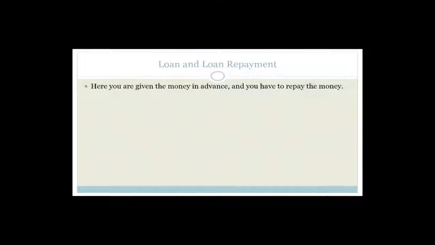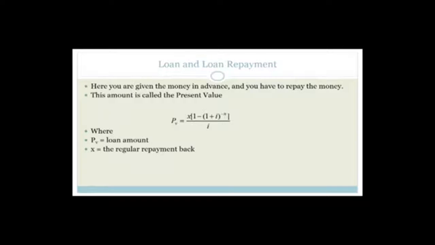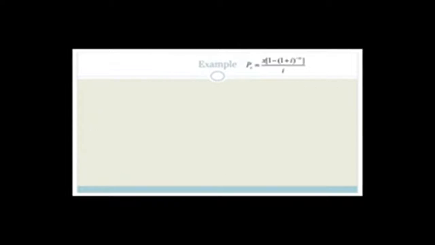That's if you've been given the money in advance and you have to repay the money. So it's either if you've been given a loan or if you've taken out a bond or something like that. Okay, so the present value formula is almost identical. There's present value, which is obviously the loan amount. X are the regular repayments, the monthly repayments, or weekly, or whatever. I is your interest rate. N is the number of intervals over the time period.